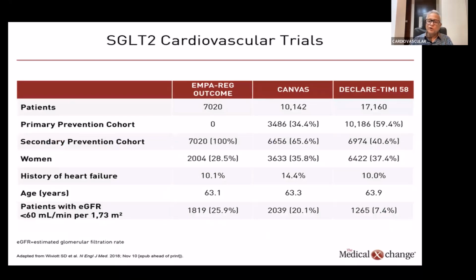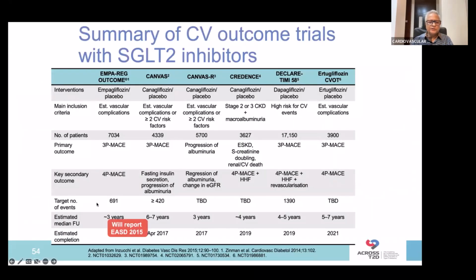Now we are talking of newer advances. SGLT2 inhibitors have been tried in secondary prevention, and 3 trials have demonstrated that they reduce events: 691 events reduced over a period of 3 years by empagliflozin, 420 events reduced by canagliflozin over a period of 6 to 7 years, and 1390 events, almost 1400 events, reduced using dapagliflozin. So SGLT2 is playing an important role.